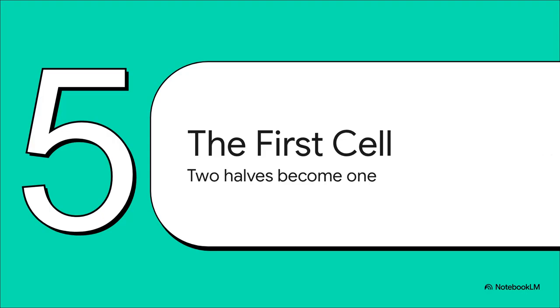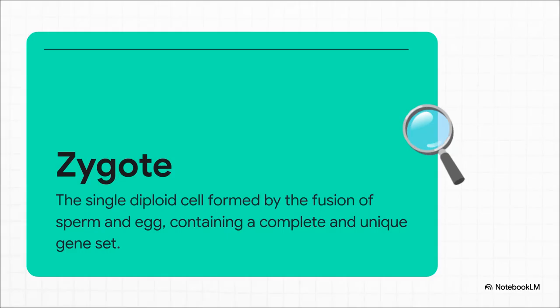So, the connection is made, security is up, the perimeter is locked down. Now the final step in this incredible process can begin. Two halves are finally about to become one new whole. Once inside the egg, the genetic packages from the sperm and the egg drift towards each other, and they fuse. This single, brand new cell is called a zygote.